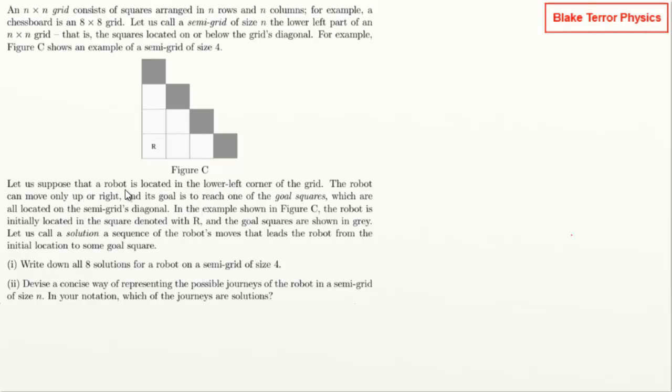Let us suppose that a robot is located in the lower left corner of the grid. The robot can only move up or right. Its goal is to reach one of the goal squares. Right, so this is Pascal's triangle, which are all located on the semi-grid's diagonal. In the example shown in figure C, the robot is in that square denoted with an R. Goal squares are grey. Let's call a solution a sequence of the robot's moves that leads the robot from the location to a goal square. Okay, write down all 8 solutions for a robot on a semi-grid of size 4.